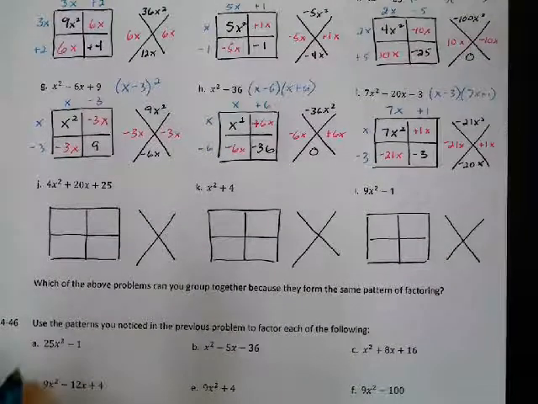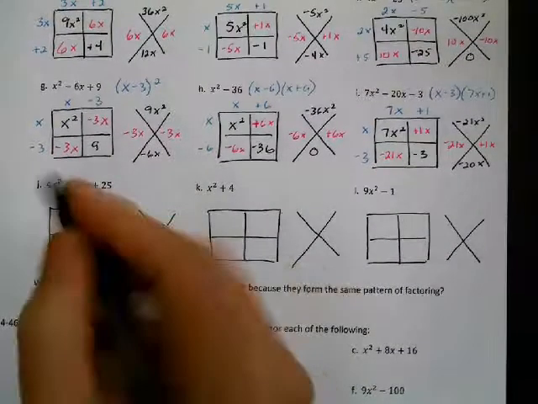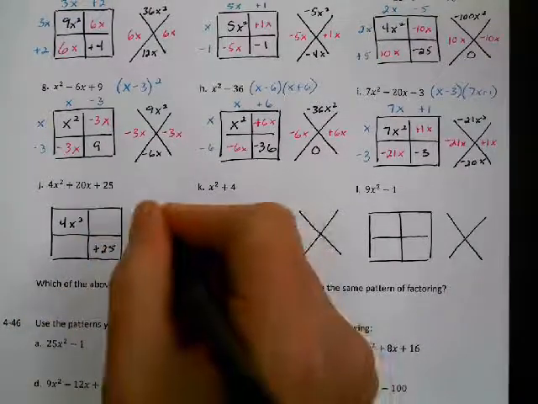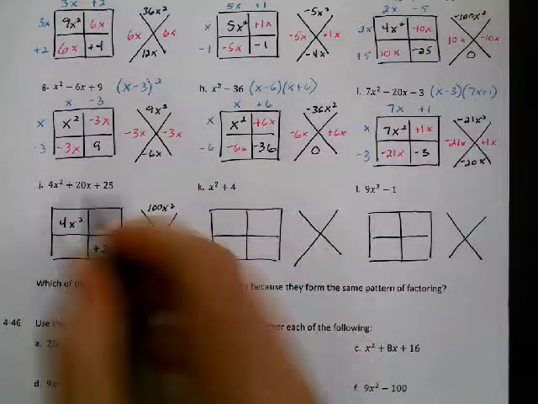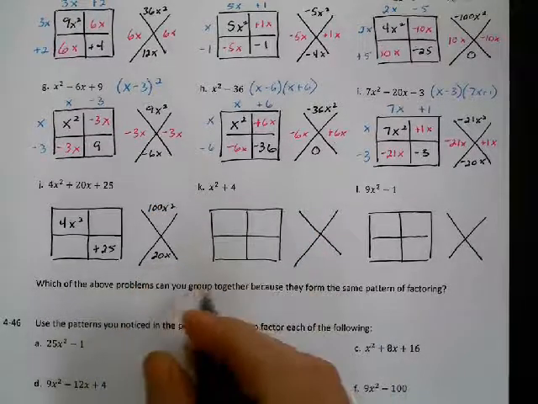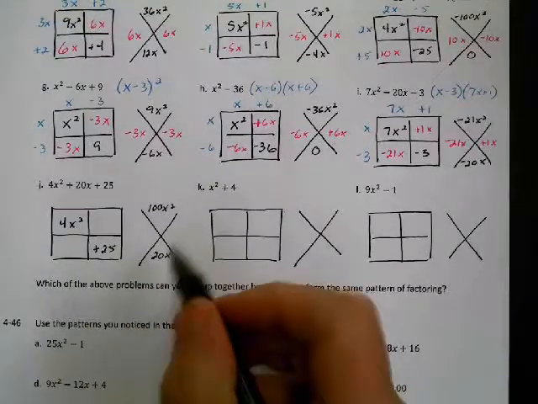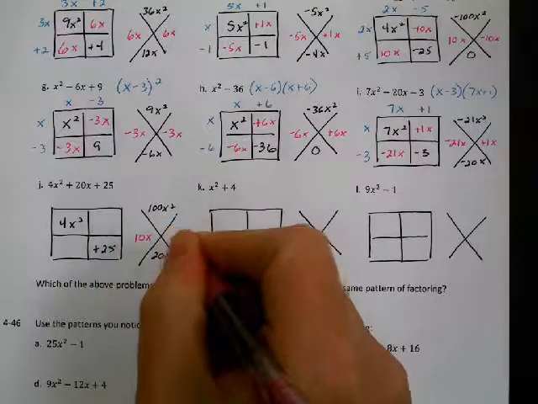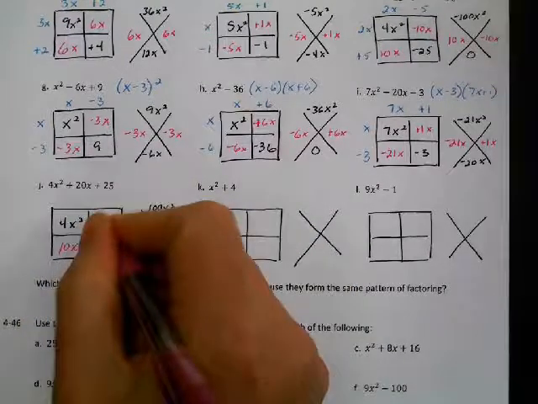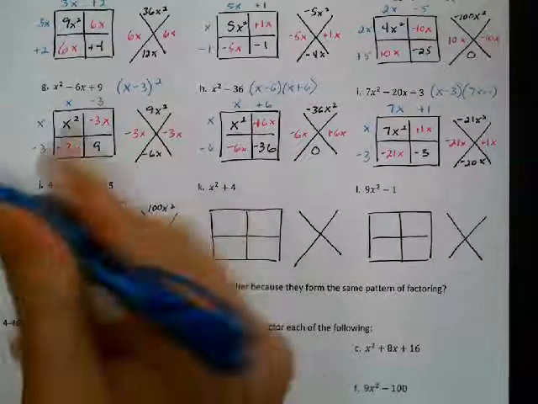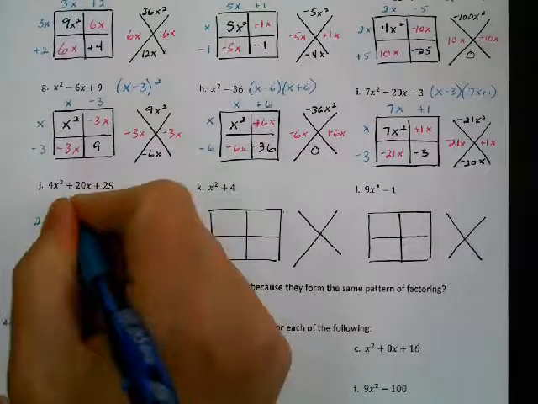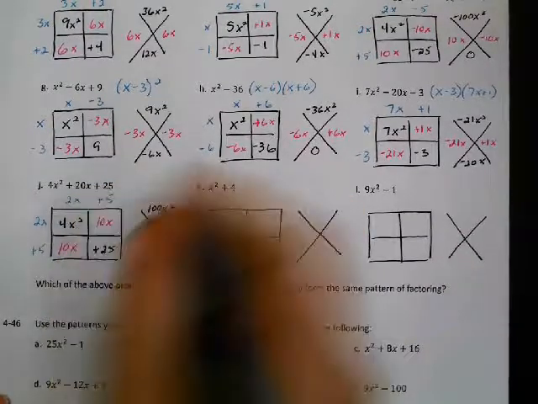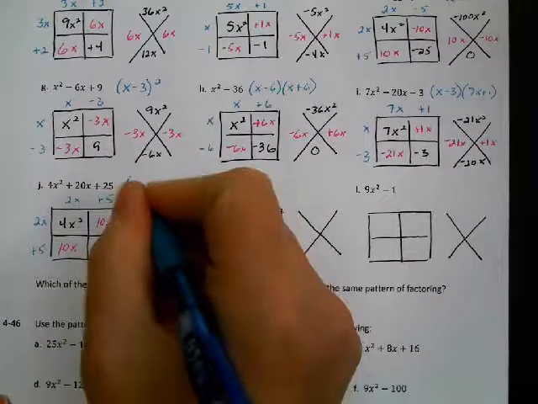Okay, so next one, we put 4x squared here, 25 here. They multiply to give me 100x squared. This number is what they need to add to. So what multiplies to give me 100, but adds to give me 20? That would be 10x and 10x. So I put a 10x here, put a 10x there, and I'm going to split this up into 2x and 2x. This will be positive 5. This is positive 5. These are the same. So this would be 2x plus 5 squared.